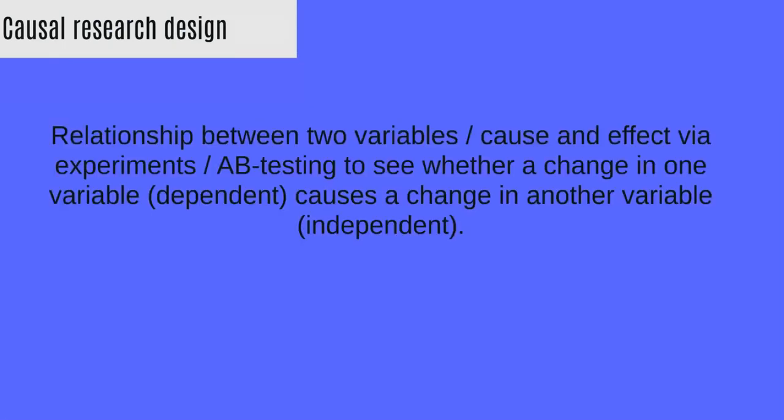Next is a causal research design, and this is easy to remember because if you hit someone, it causes them to cry. This is the relationship between 2 variables, a cause and effect, by means of experiments or A/B testing to see whether a change in one variable, which is the dependent, causes a change in another variable, the independent. So this is very easy to find on the internet.